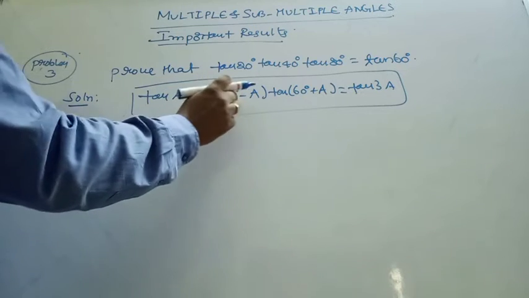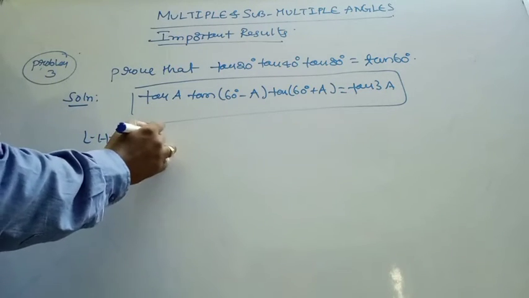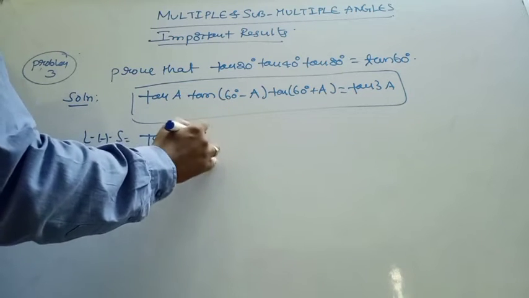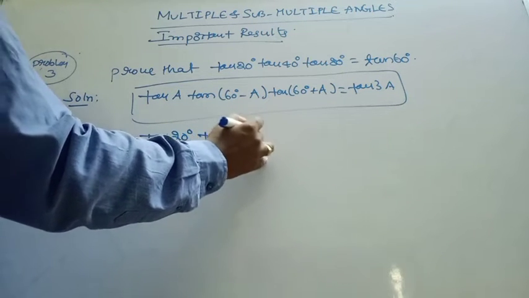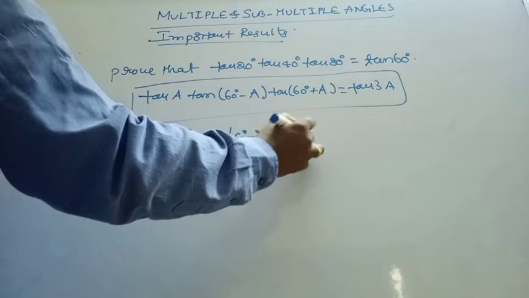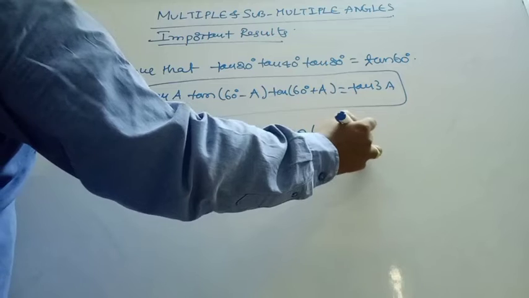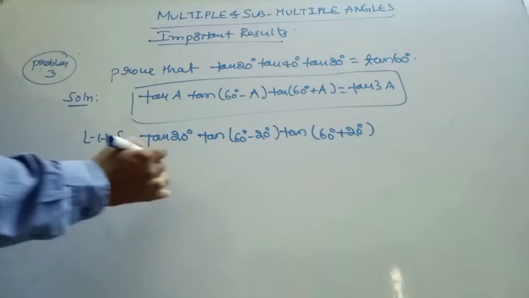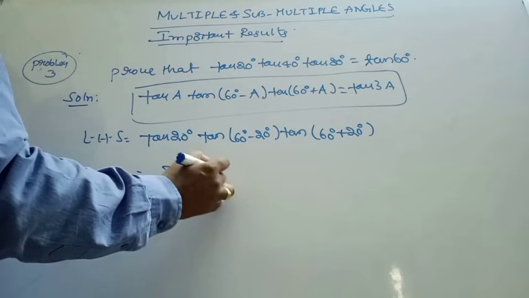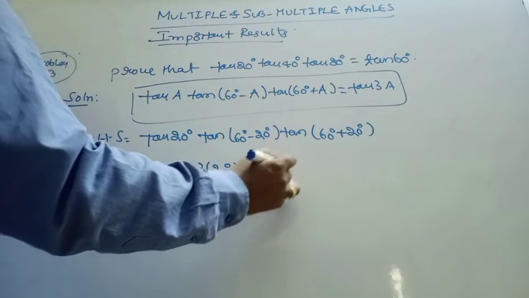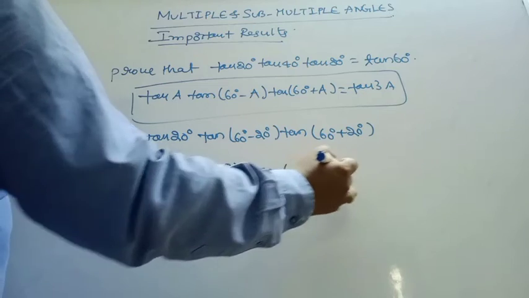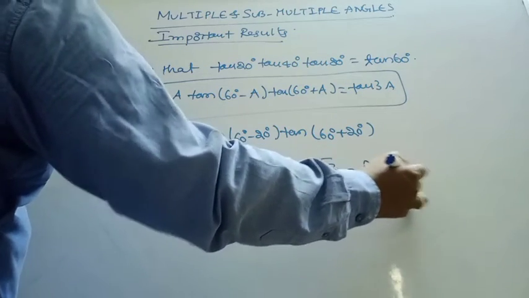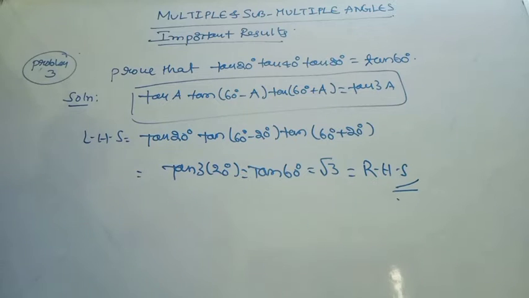Here you can easily guess what A is. If you take A equal to 20 degrees, we have tan 20. Tan 40 we can write as tan(60 degrees minus 20 degrees), and tan 80 degrees we can write as tan(60 degrees plus 20 degrees). Now this is equal to tan 3A, tan(3 into 20 degrees), that is tan 60 degrees, which equals root 3, and that is the right hand side. Very simply we have got this result by using the previous result in a very easy and beautiful way.